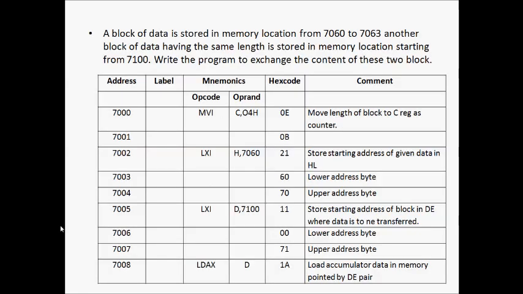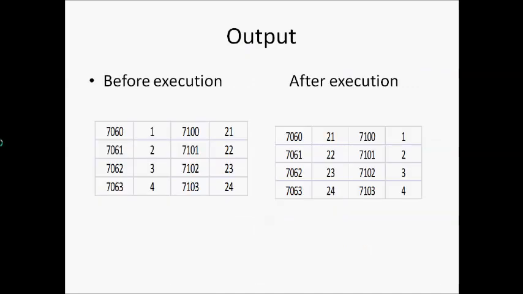Here is the completed program and its output. Before execution, 7060 has 1, 2, 3, 4 and 7100 has 21, 22, 23, 24. After execution, 7060 has 21, 22, 23, 24 instead of 1, 2, 3, 4, and 7100 has 1 instead of 21, 2 instead of 22, 3 instead of 23, and 4 instead of 24. So we completed exchanging the content of these two blocks.